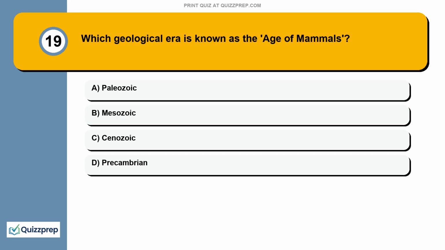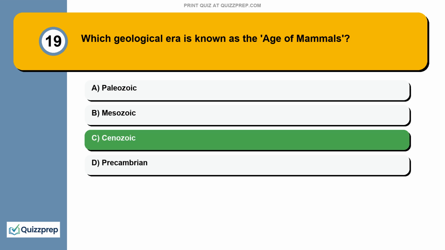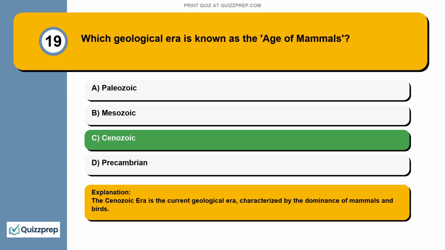Question 19. Which geological era is known as the Age of Mammals? Paleozoic, Mesozoic, Cenozoic, Precambrian. The Cenozoic era is the current geological era, characterized by the dominance of mammals and birds.